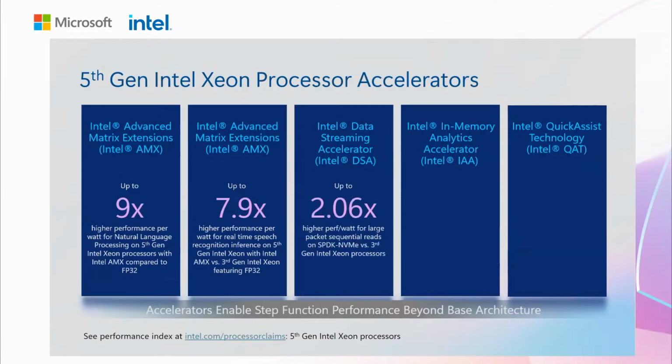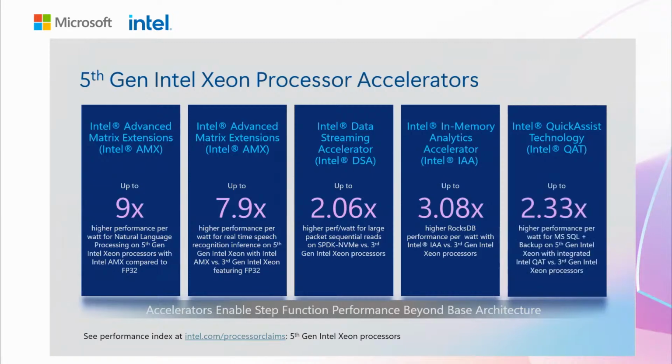Intel Data Streaming Accelerator is mostly designed for network storage and memory copy. The in-memory accelerator is for in-memory databases like RocksDB and Cassandra, with up to 3x performance. We're also going to cover QAT, which provides a higher compression and decompression rate for Microsoft SQL Server.